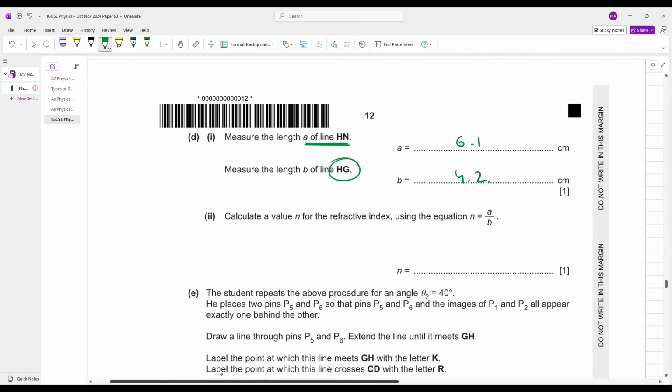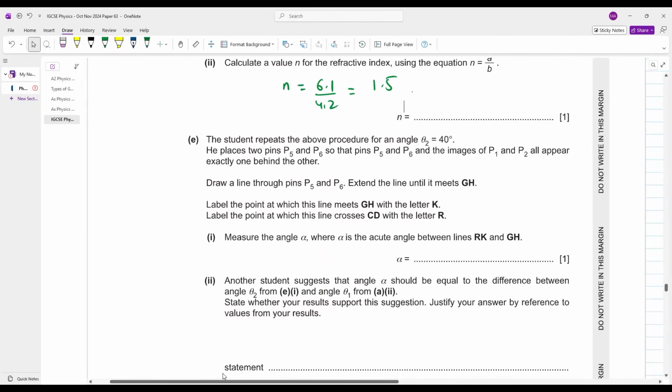The refractive index is equal to A over B. A is 6.1, B is 4.2. If you put the refractive index in the calculator, this will come out to be 1.5. Simple. Okay, now what else is written? The student repeats the above procedure for an angle theta 2, that is 40 degrees.